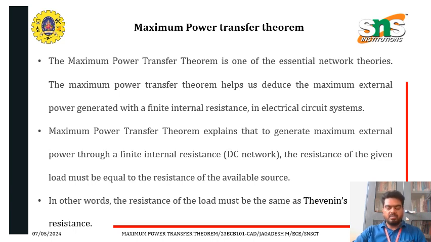So, according to the maximum power transfer theorem, in a simple manner, if the load resistance and the internal resistance are both equal, where the internal resistance here is considered as RTH, that is the Thevenin resistance. When RTH is equal to RL, the maximum amount of power will be transferred from source to load. This is actually the maximum power transfer theorem in simple words.